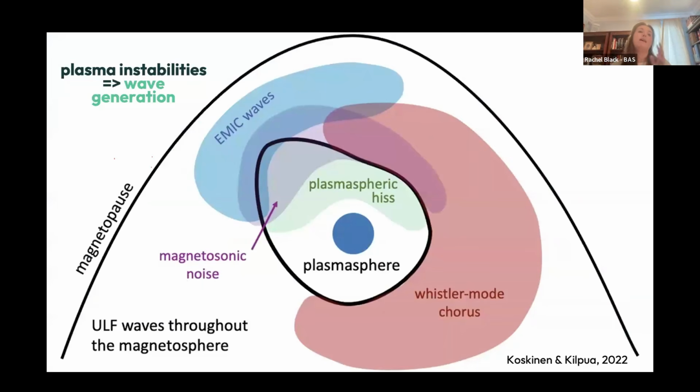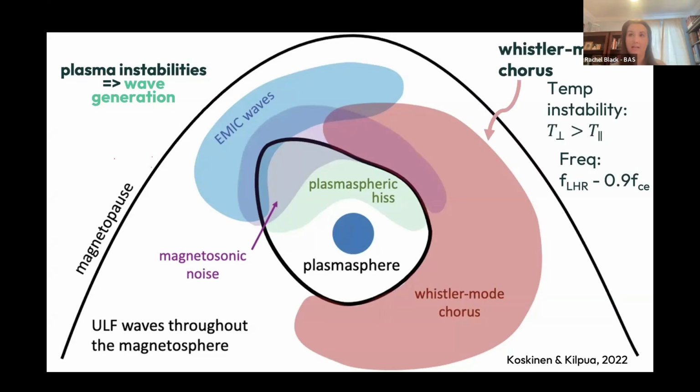Now, with these dynamic particle populations in the inner magnetosphere comes plasma instabilities, which generate waves. In this diagram here, I have a very basic representation of the different wave modes that can exist within the magnetosphere. But the wave mode that we're most concerned with in terms of radiation belt dynamics today is Whistler mode chorus, which is generated due to temperature instabilities when we have those particle injections into the inner magnetosphere.